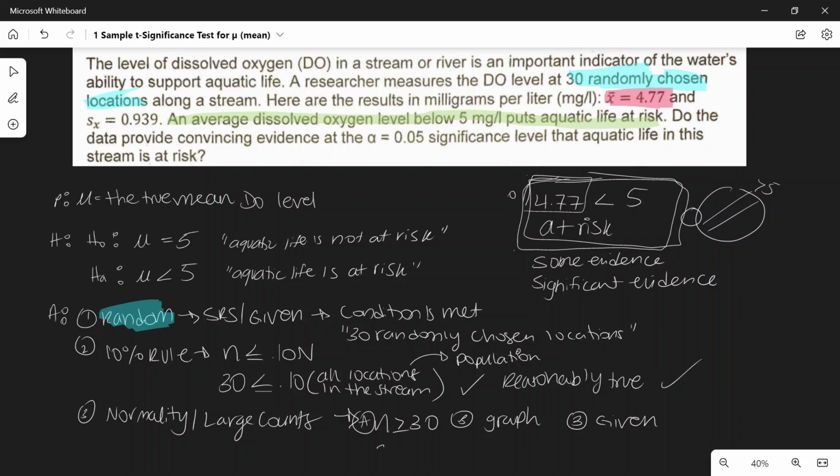But in this case, 30 is greater than or equal to 30. It's actually just equal to 30. So this condition is met, and we do not have to check the graph, and obviously it's not given to us. So all our assumptions are met, which means that we can now perform a significance test. If one or more assumptions is not met, then we can say proceed with caution and continue to perform a significance test.